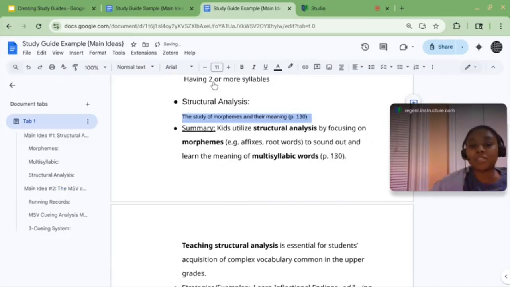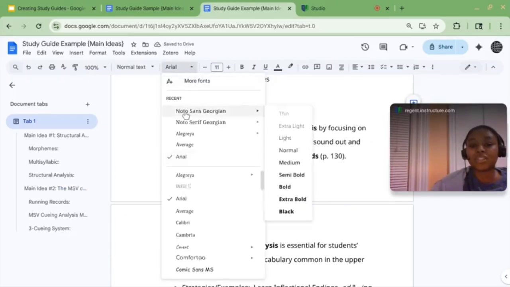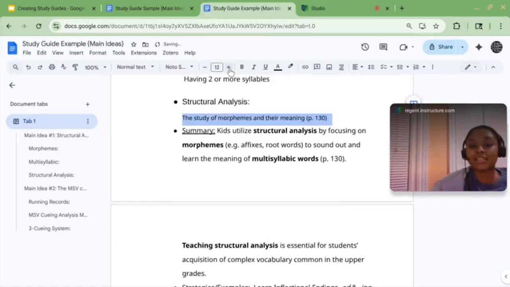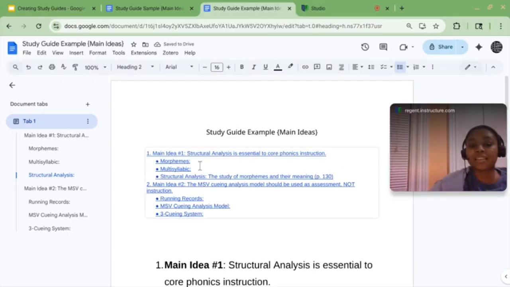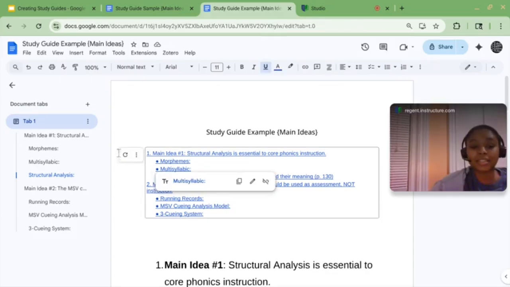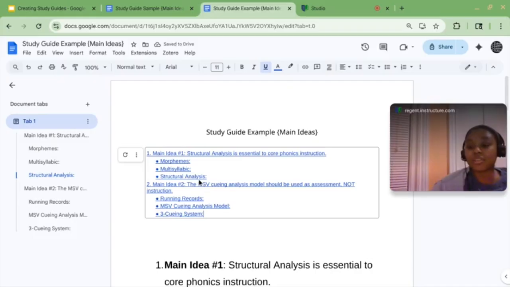So apply normal text, adjust as needed, and then when I go back, I have to click on the table to update it. And as you can see, structural analysis, the keyword or term is there, but not its definition. That is how you add an updated table of contents.